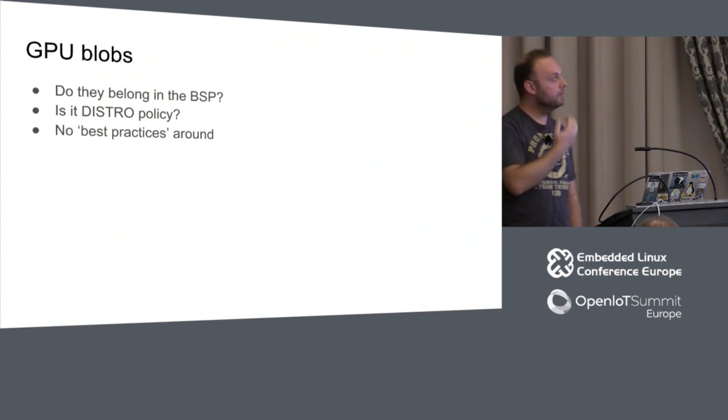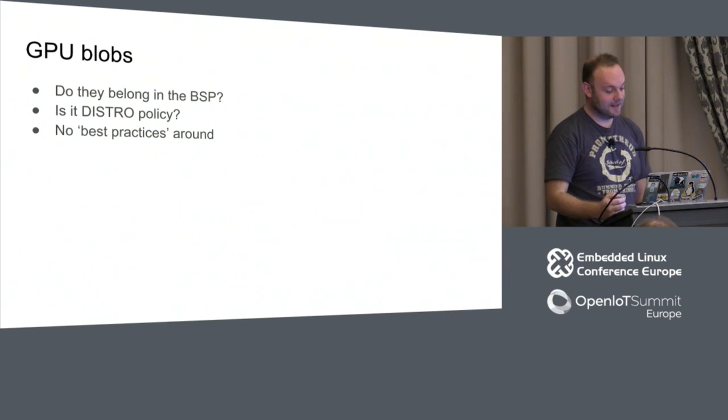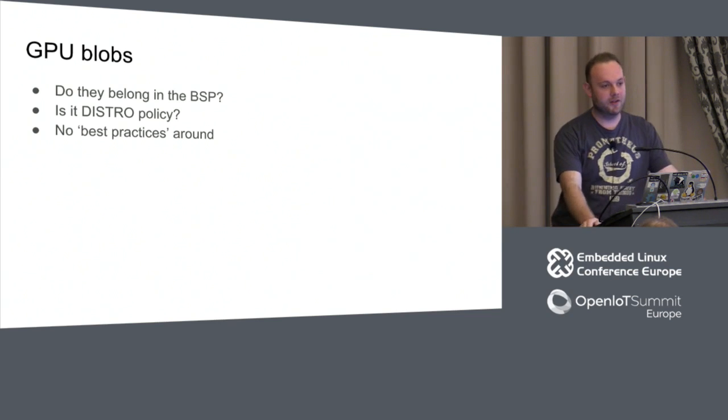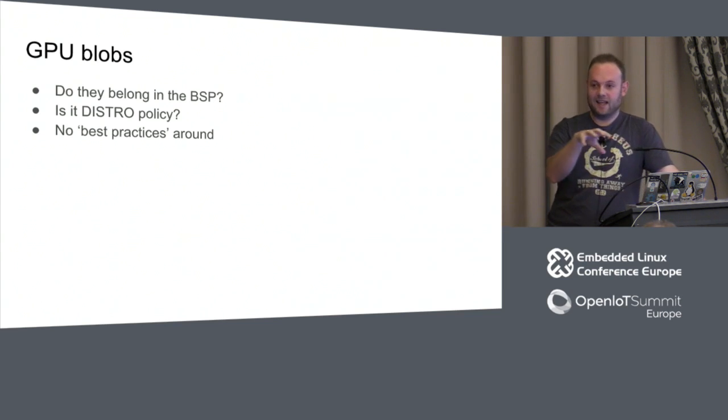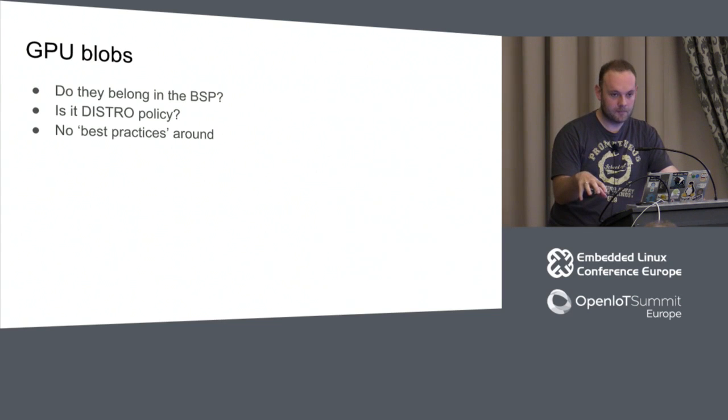So, GPU blobs are a bit difficult because they're needed to make the 3D on the machine work. So, should you enable them in the BSP? Is it the distro policy? Because for some things like NVIDIA cards, you have an open source driver and the vendor provided binary. Where do you make the choice? Do you make it a distro policy? Do you do that in the machine?